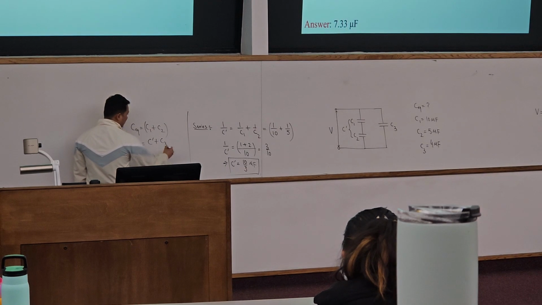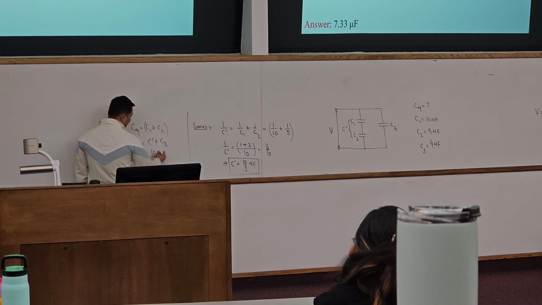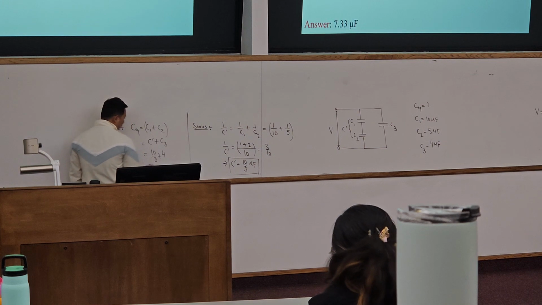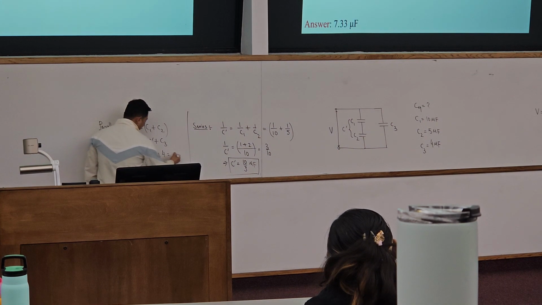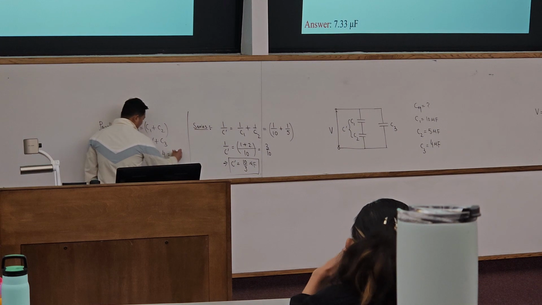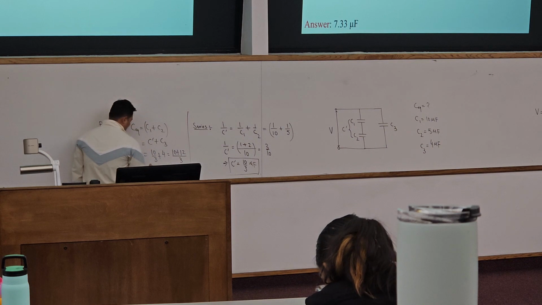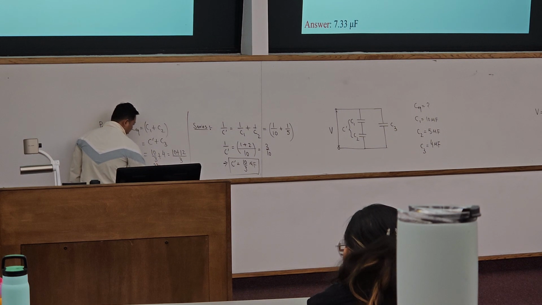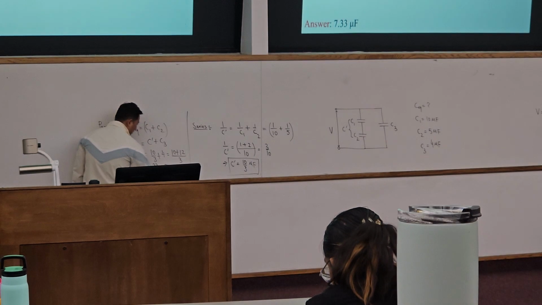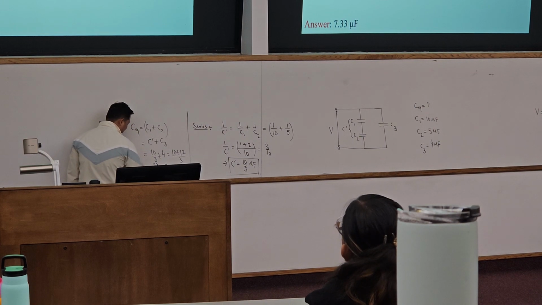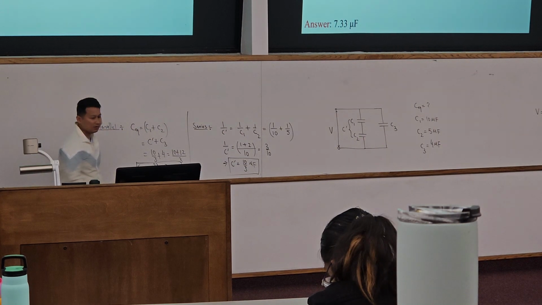C prime is like 10 over 3, plus you have C3. That value is 4. And you can just use a calculator. There is nothing that goes wrong. 10 plus 12, so 22 divided by 3, it will be 7.3 microfarad. Yeah, 7.33.